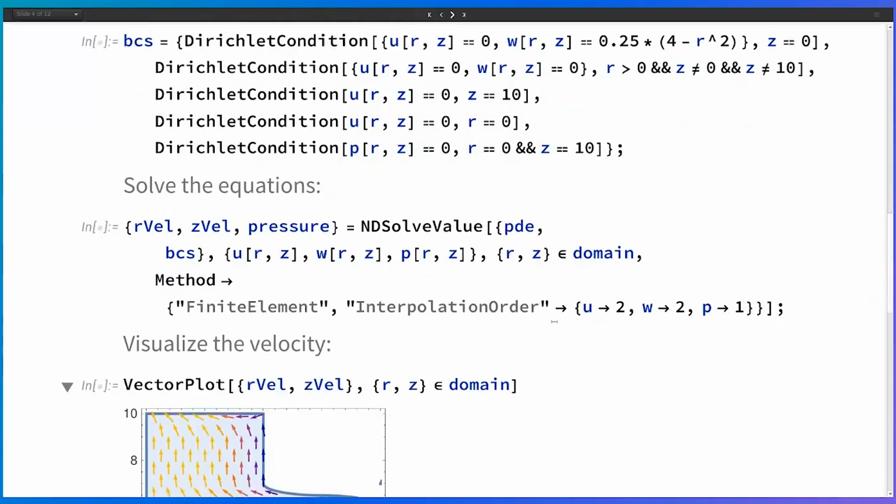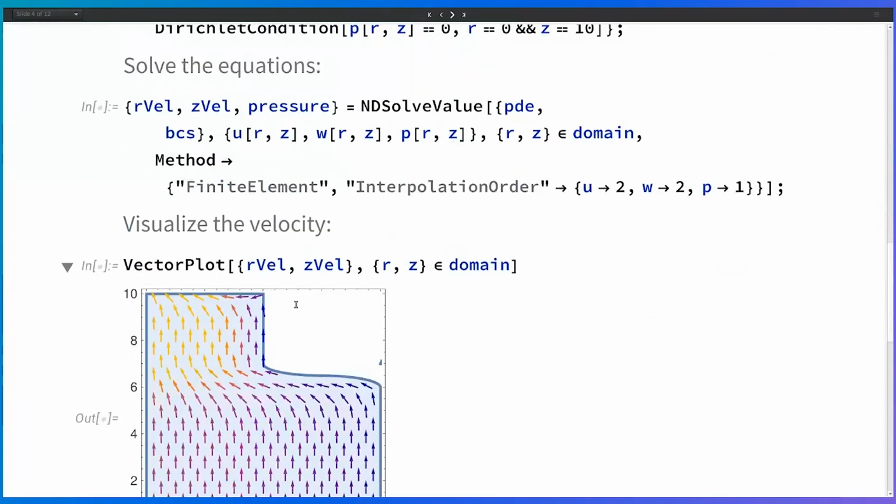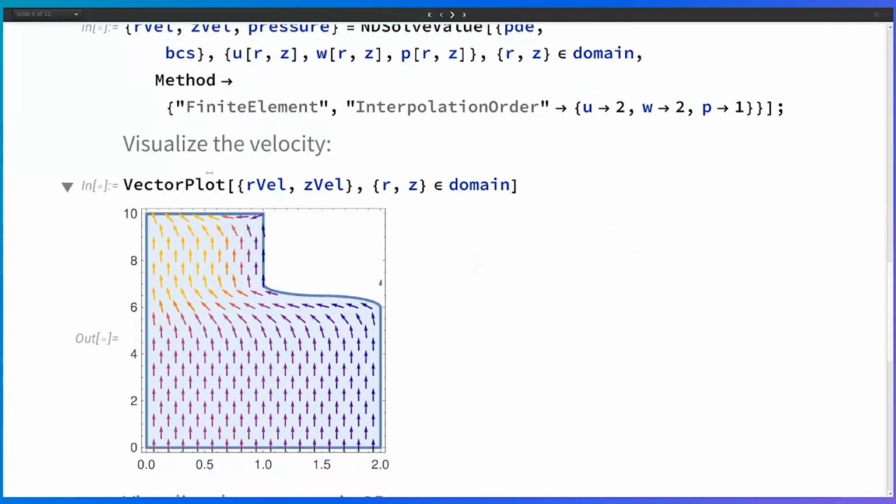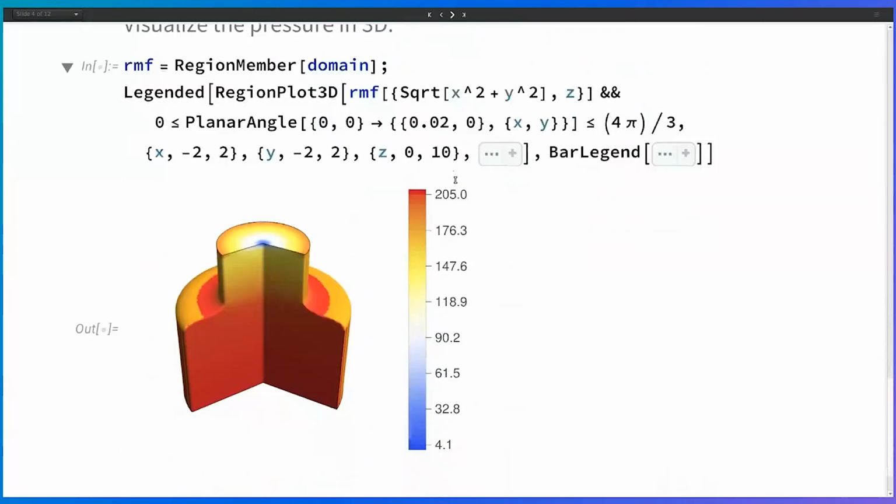Here, this is called the Taylor-Hood finite element, and it's probably the most common and most popular finite element in fluid dynamics. Here, we set the U and W, the components of the velocity, to be piecewise parabolic, and the pressure is set to be piecewise linear. Once we have the solution, we can plot it using, for example, the vector plot for the velocity. And for the pressure, here we have a 3D visualization because, well, we are dealing with a 3D problem after all.